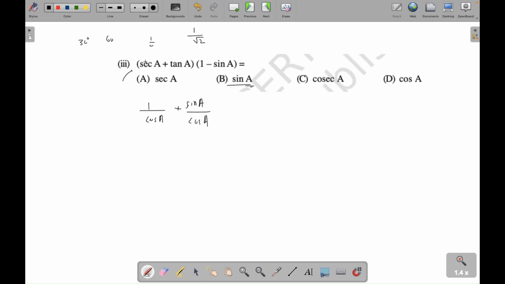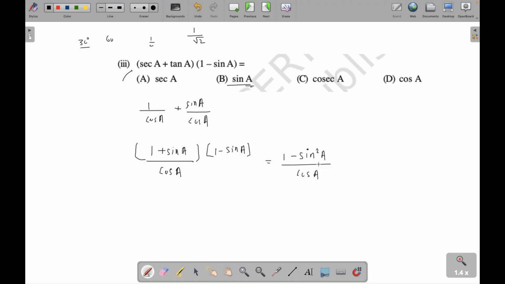Okay, so see, we are going to see if we arrive at the answer using this as well. So we have 1 upon cos A plus sin A upon cos A, right? So they are like terms. So 1 plus sin A upon cos A, right? So this is then multiplied with 1 minus sin A. This becomes 1 minus sine square A because this is A plus B, A minus B, which is equal to A square minus B square. So A square is 1 square, which is 1 itself, and then 1 minus sine square A upon cos A.